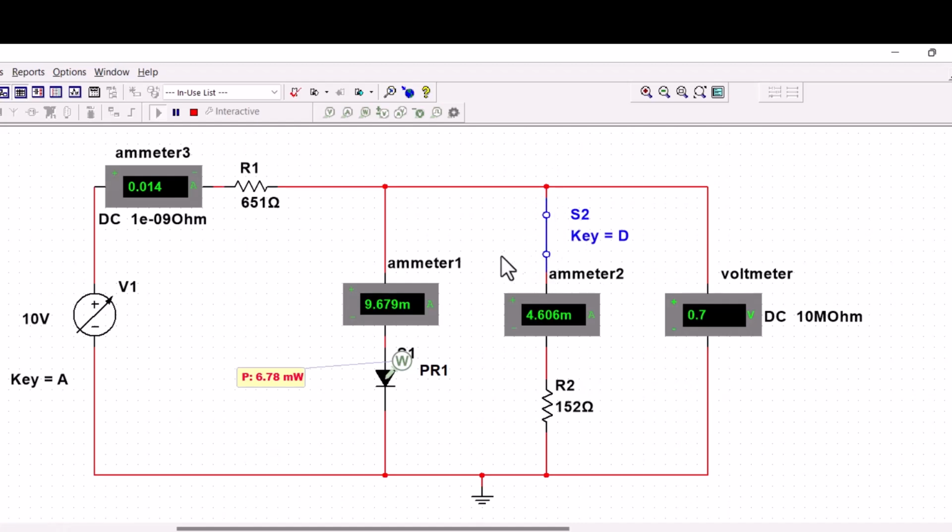But I also included S2. This S2 disconnects the load from the circuit. So we can see once I click, you can see it goes to the maximum. While if I reduce it, it's the same as the total current coming in. So I put it back.